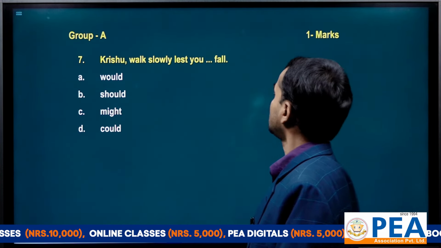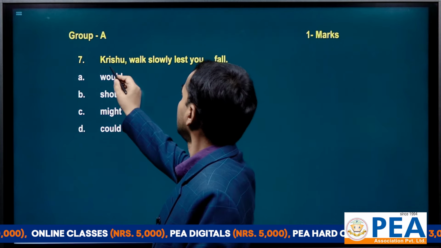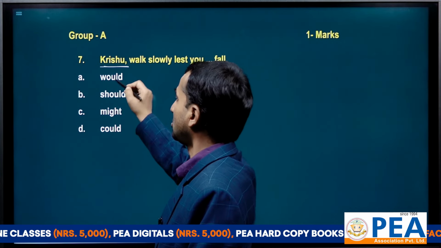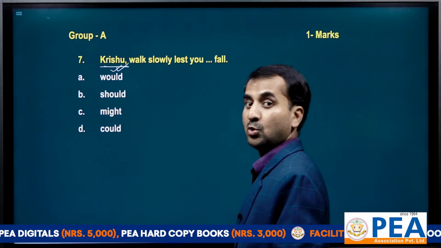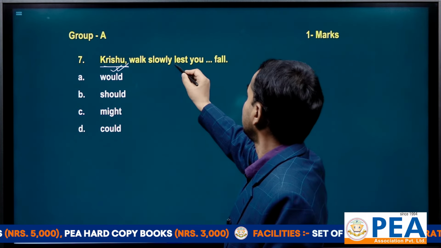Chris, you walk slowly, lest you should. Here, now see, this one is vocative case because we are just addressing her. Okay, that's why it is in vocative case. Now see, this is lest.